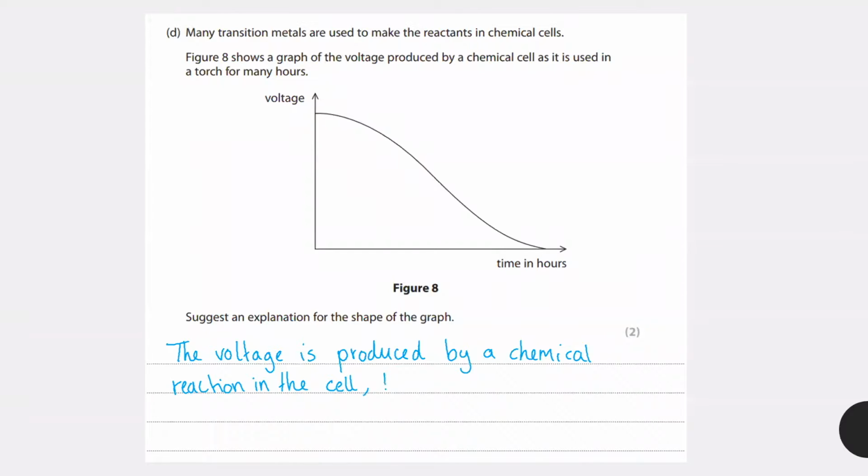Because it's in the chemistry exam, you've got to think of it in terms of chemistry. That's why it's put in there. The voltage decreases over time as the reactants are used up. So it's actually a chemical reaction creating an electrical current, and it's the reactants that are being used up. It's a chemical cell.